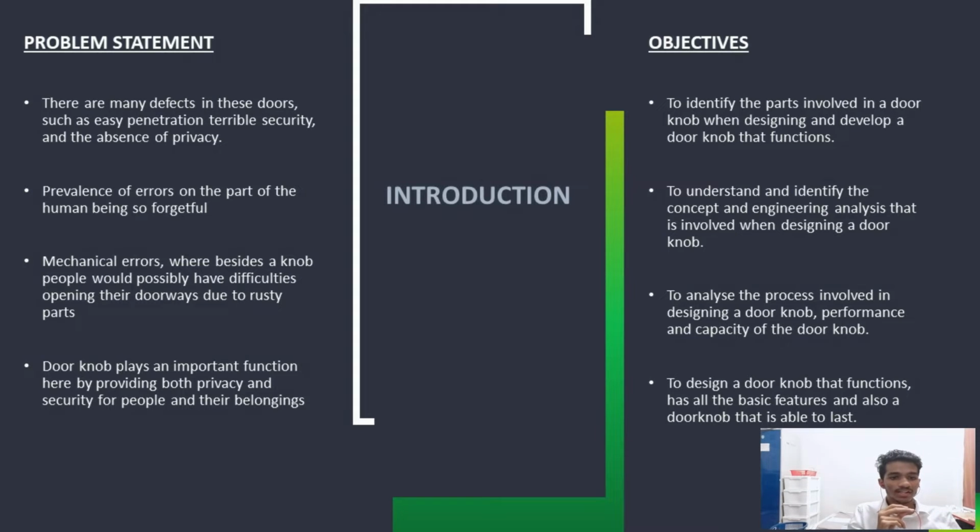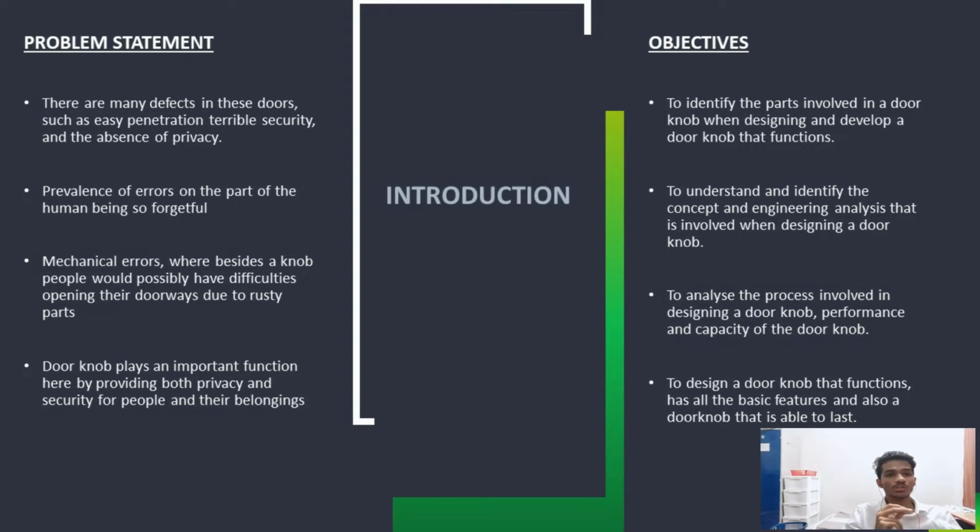Next is the mechanical error, where a knob possibly has difficulties in opening doorways due to rusty parts. Can you imagine a rusty doorknob? It's going to be so hard to turn, yeah? And finally, the doorknob actually plays an important function here by providing both privacy and security for people and their belongings.